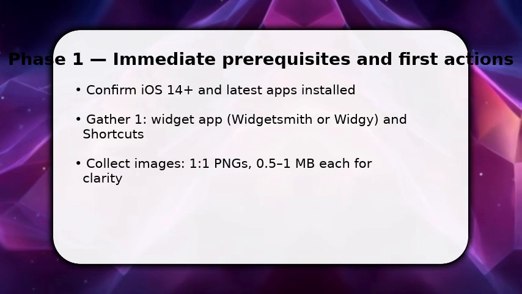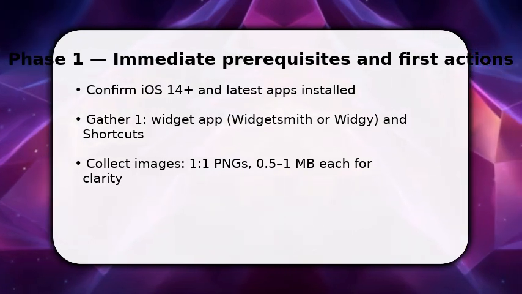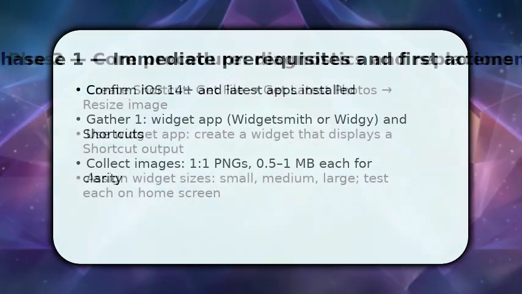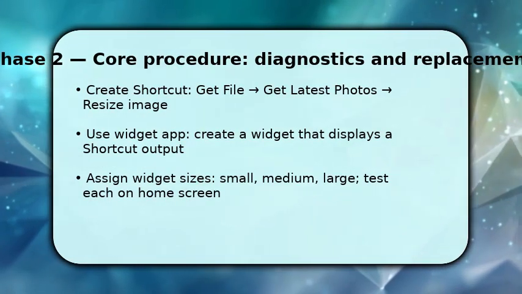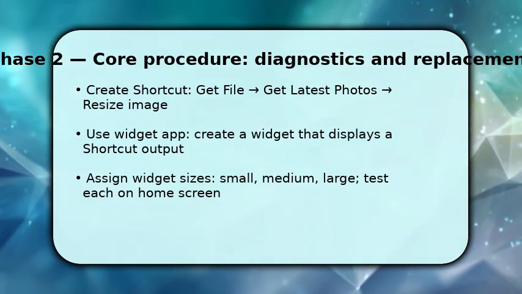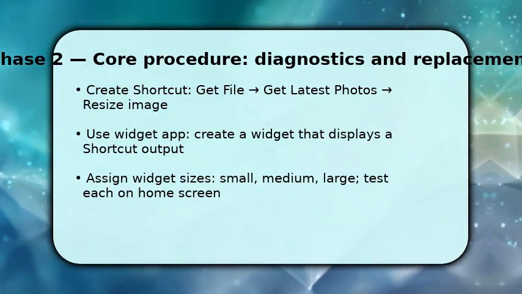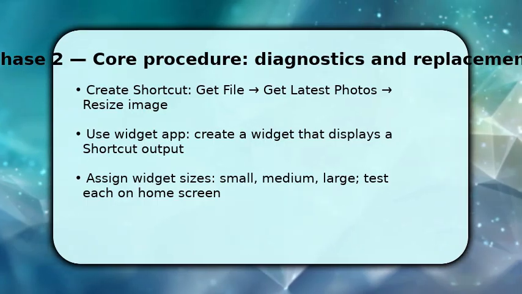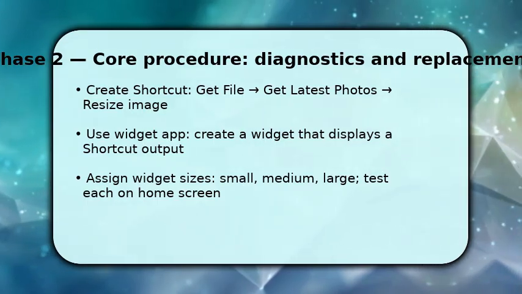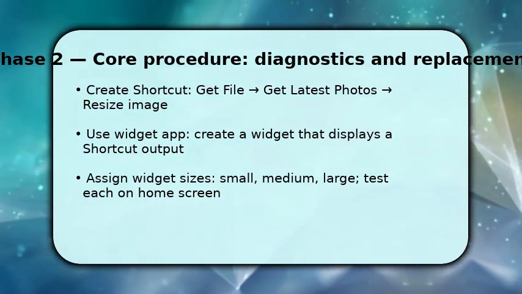You now build the widget flow. In Shortcuts, get the specific image, resize or crop to a square, then save to a temporary file. This prevents stretching. Next, in your widget app, create a widget template that uses the shortcut output or reads that saved file. Once configured, add the widget to your home screen and link it to the shortcut if needed.